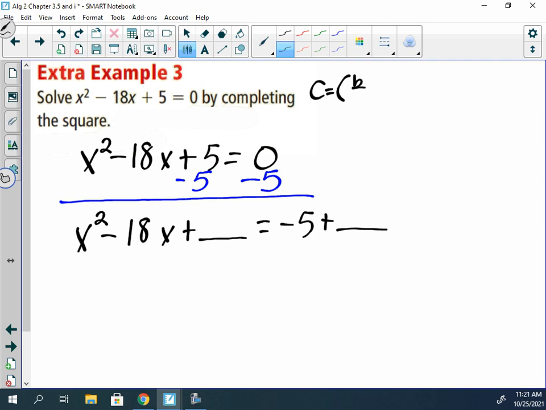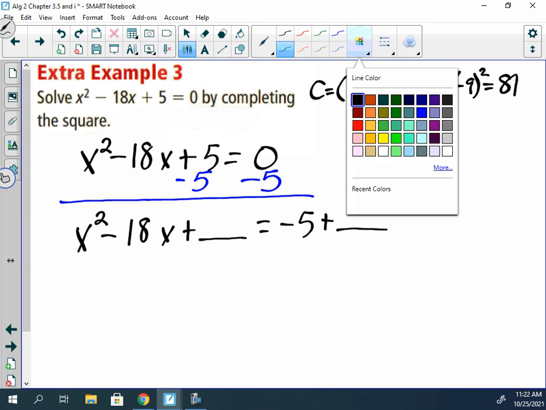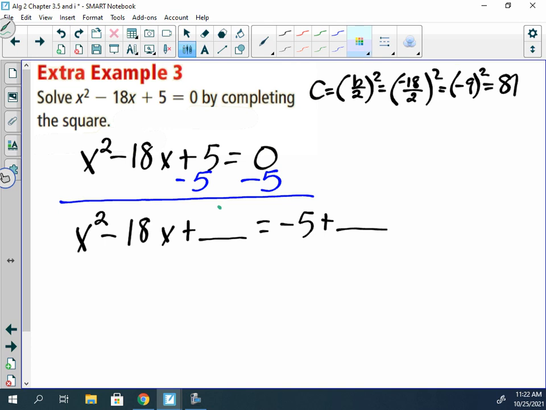Well, c is equal to b over 2 squared. And in this problem here, what's the value of b? So we would take negative 18 and divide it by 2, which is? And negative 9 squared is 81. So we'd plug 81 into both sides so that we make it even.